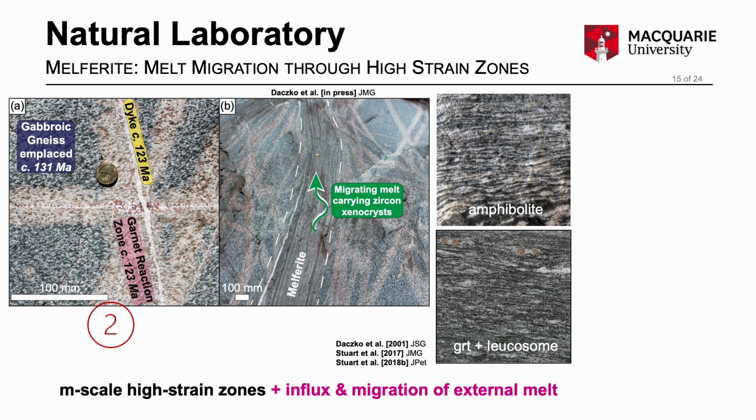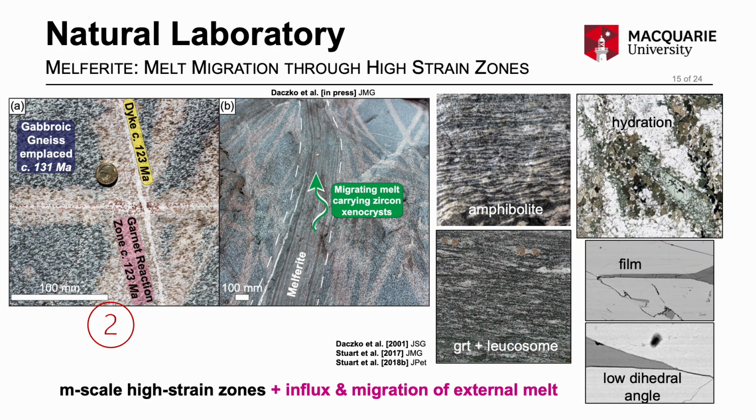The gabbroic gneiss and garnet granulite reaction zones are deformed and hydrated within narrow, meter-scale high-strain zones of melphorite. These are high-strain zones where there was influx and migration of an external melt through the high-strain zone. The external melt reacted with the precursor granulites and converted them to amphibolite.